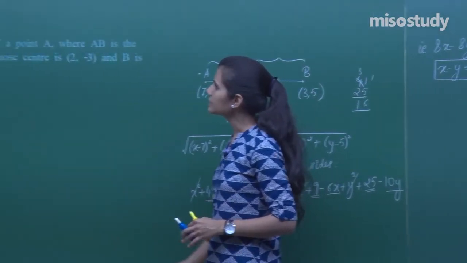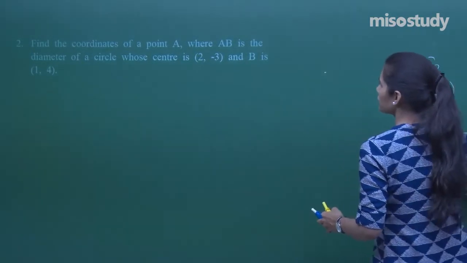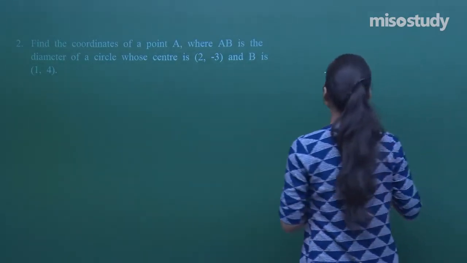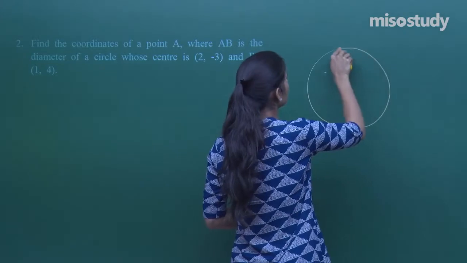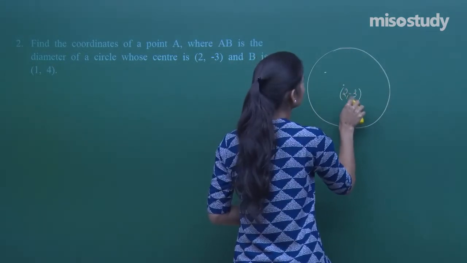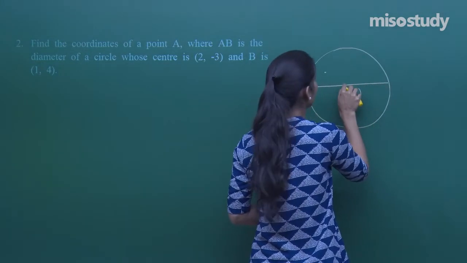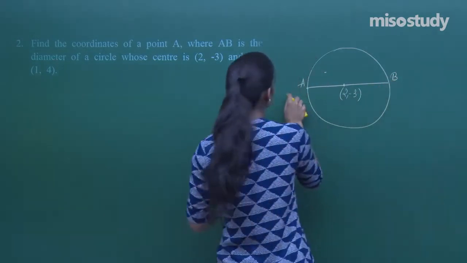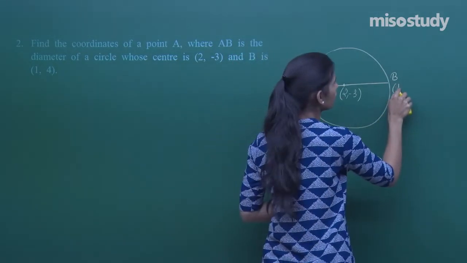Next question says: find the coordinates of a point A, where AB is the diameter of a circle whose center is this and B is given to you. So there is some circle. It is given to you that the center of the circle is (2, minus 3). AB is the diameter. Find the coordinates of point A. I don't know the coordinates of point A. Center is this and B is (1, 4).